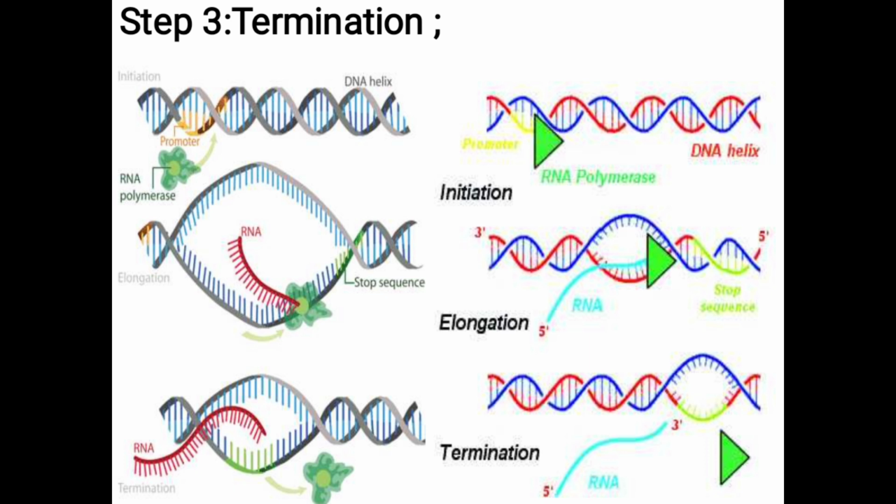Termination in transcription of DNA is the ending of transcription. It occurs when RNA polymerase crosses a stop sequence in the gene. The mRNA strand is completed and it detaches from the DNA.